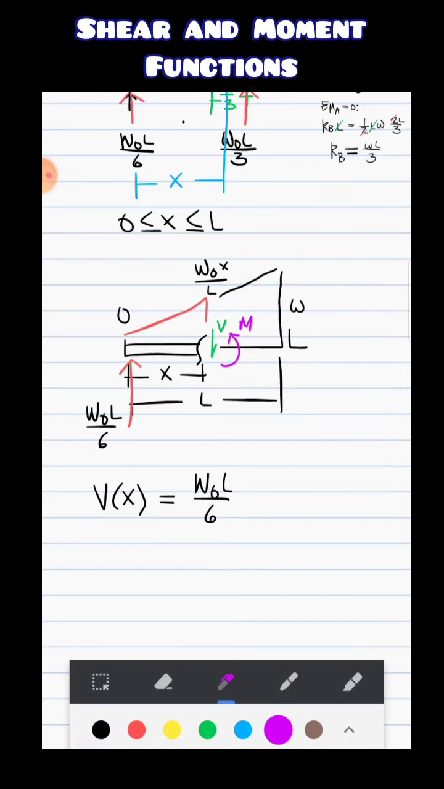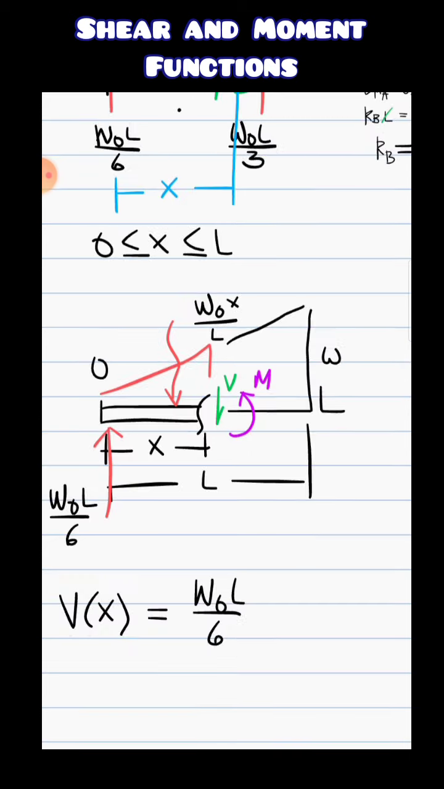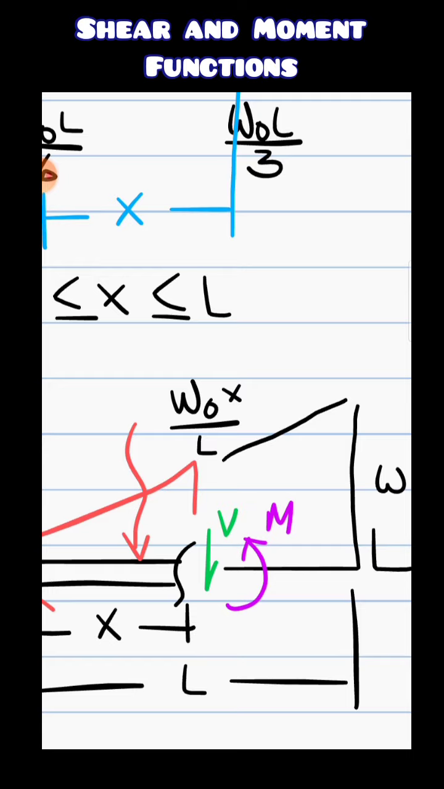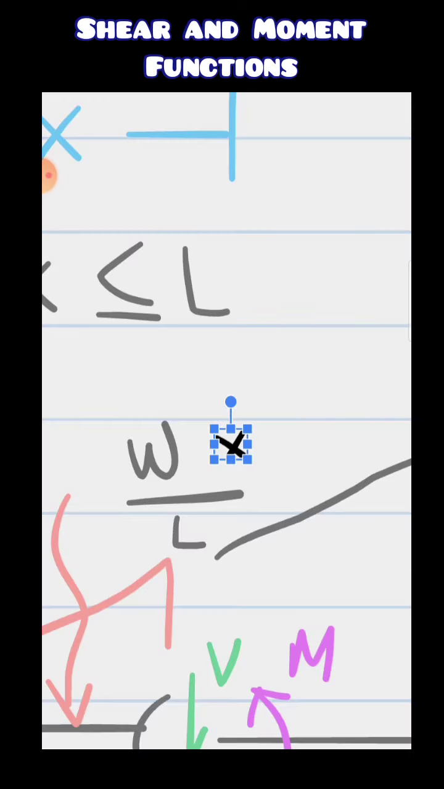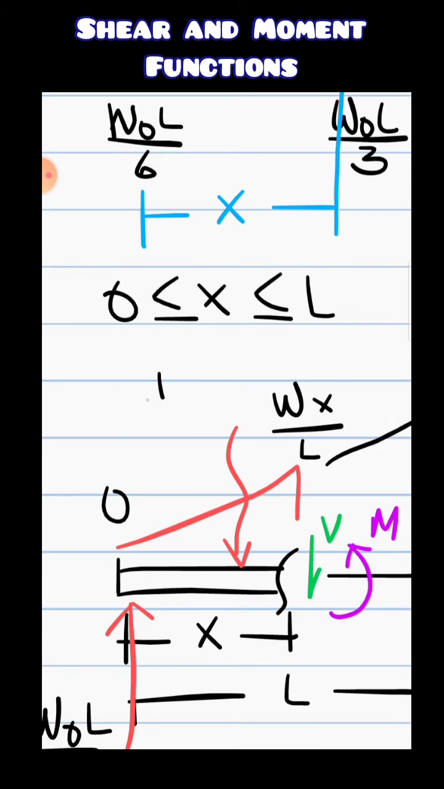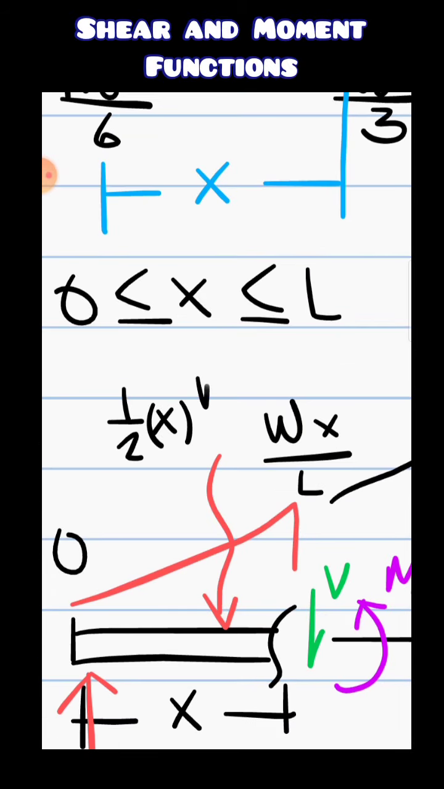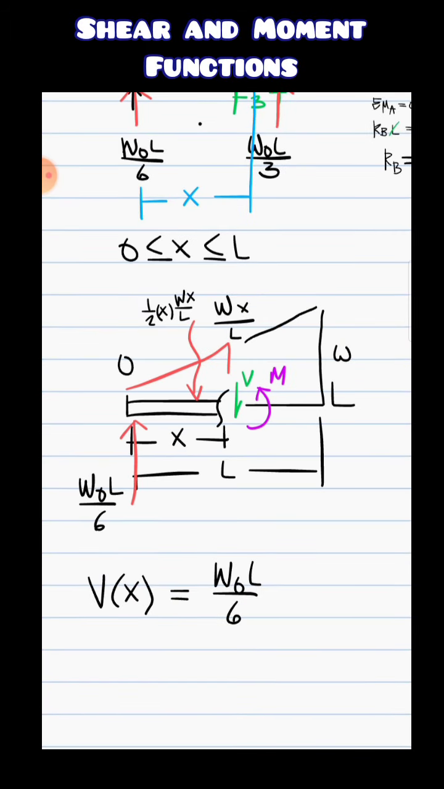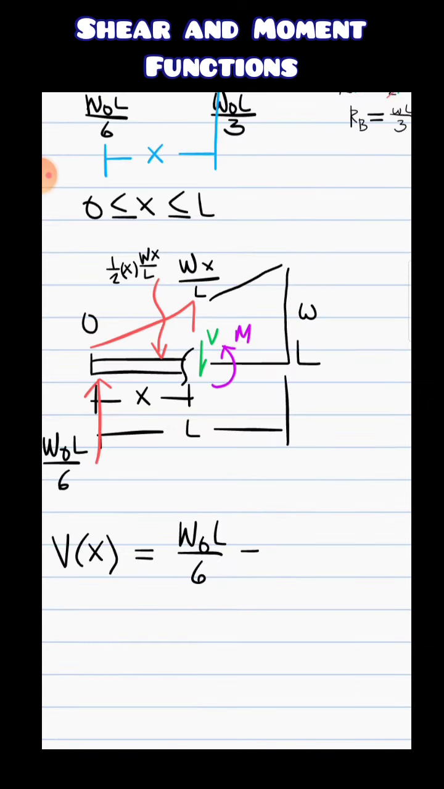Also, there is another force right here due to this small triangular load with height WX over L. Now, its magnitude is still the area of this triangle, so that's going to be 1/2 the base times WX over L. As you can see, it is along with the direction of our shear, so we're going to make it negative: 1/2 x times WX over L.